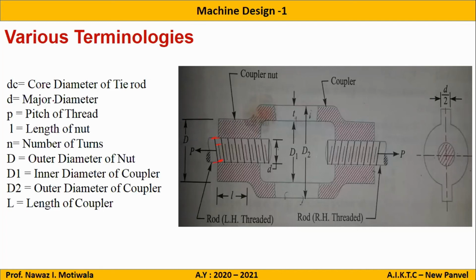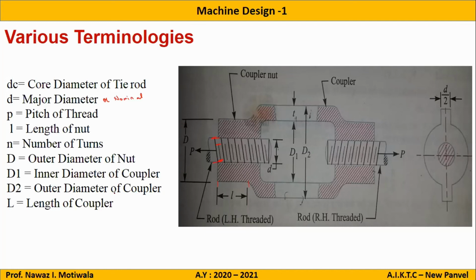Then D, major diameter, also known as the nominal diameter. Then P, you all know, pitch of thread. Then l will be the length of nut as shown in this diagram, from here to here, it is the length of nut. Then n will be number of turns in the nut. Then d will be outer diameter of the nut, this one as shown in this diagram, outer diameter of nut.